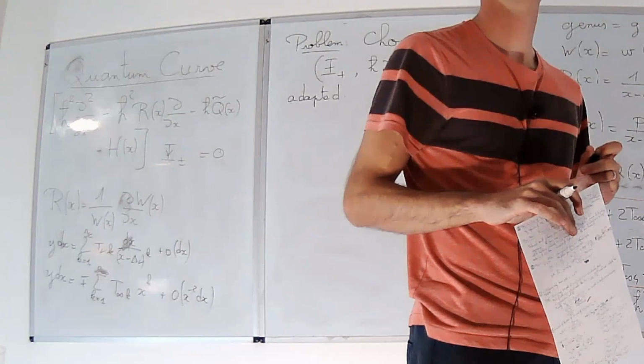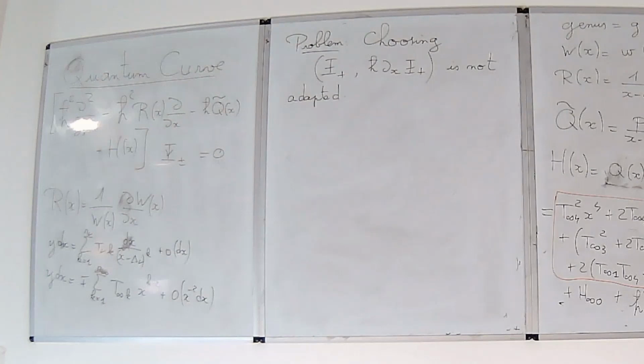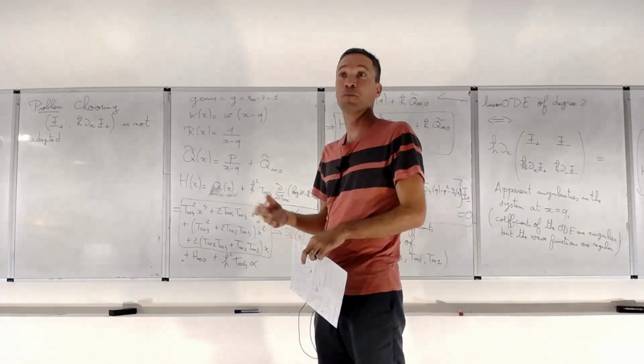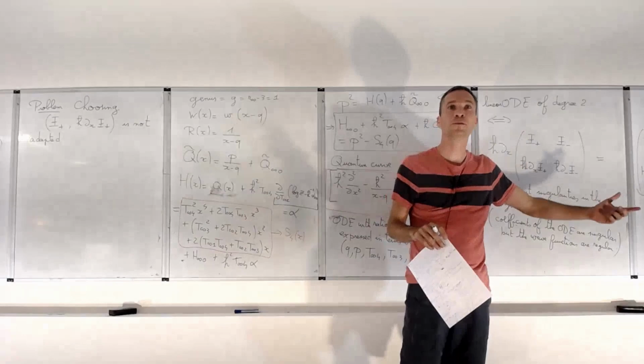Well, the problem is in the coefficient, for example, take R of x. In the Painlevé 2 example, you have a pole here at x equal q, and q is nothing for the initial spectral curve. It shouldn't be there. So this kind of pole is just an apparent singularity. The wave functions are regular, but for some reason, when you write down your matrix, you have poles, always simple, because you cannot have apparent singularities of higher orders.